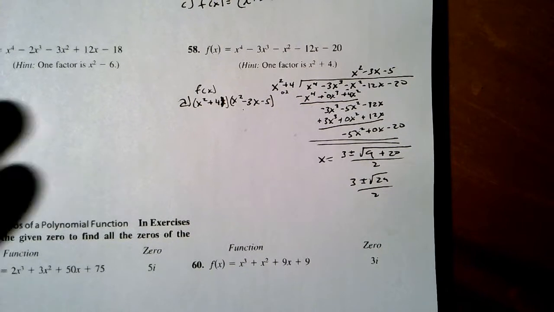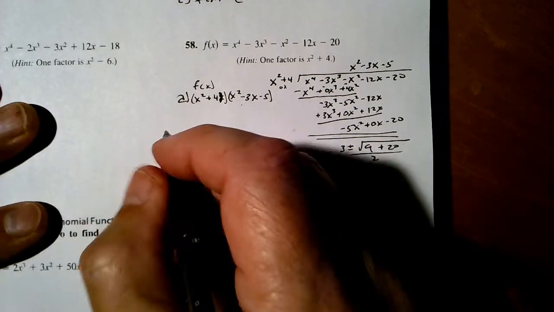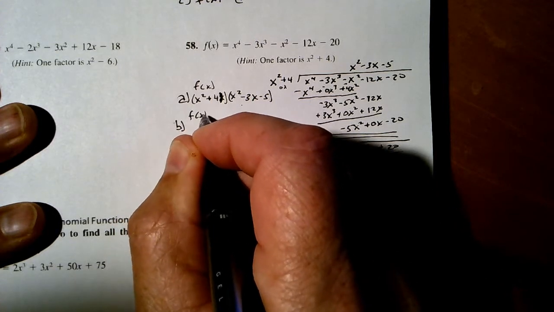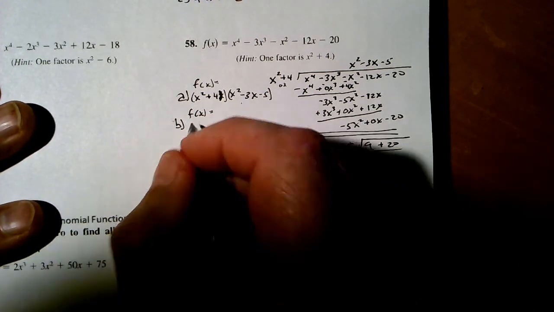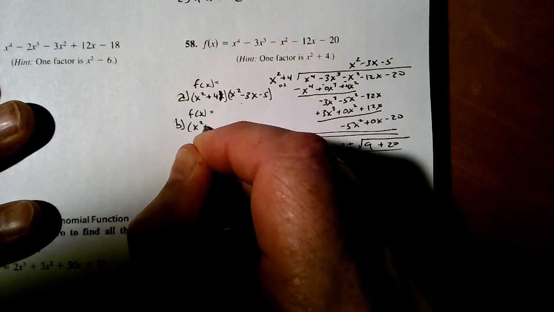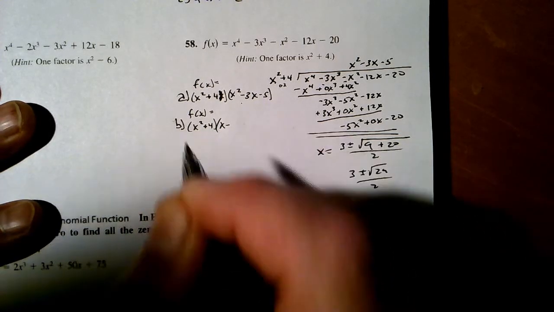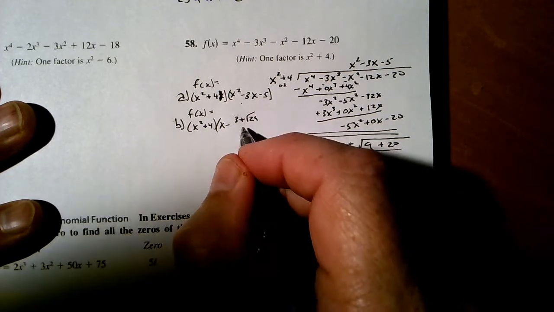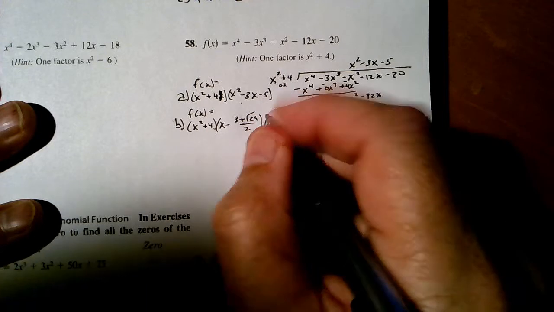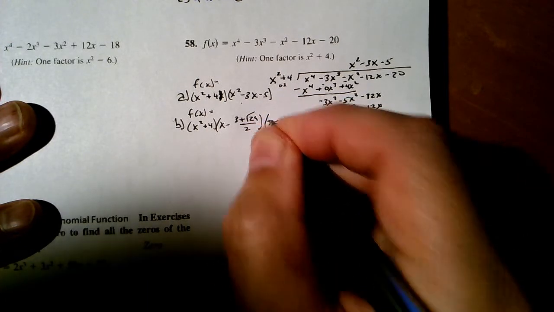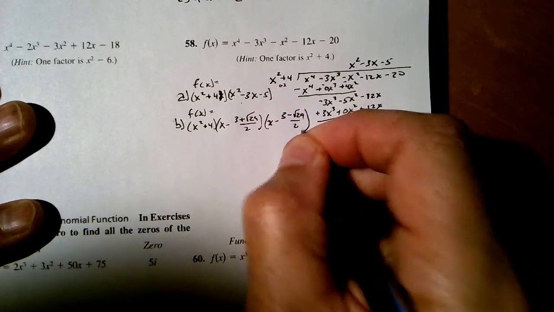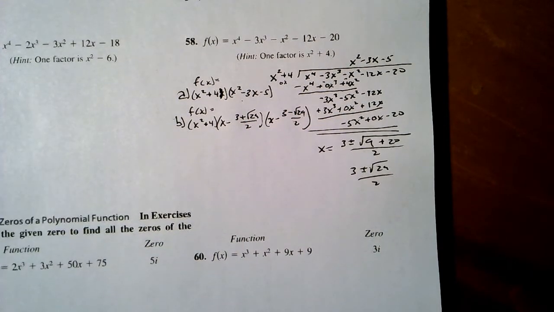Those are zeros. If those are zeros, those give us our next factors. B, f of x equals, here we go, can't write too big here, x squared plus 4, x minus 3 plus square root of 29 on 2, and x minus 3 minus square root of 29 on 2. Told you we're going to need some space here. Apologize for not giving you a little bit more space on this.